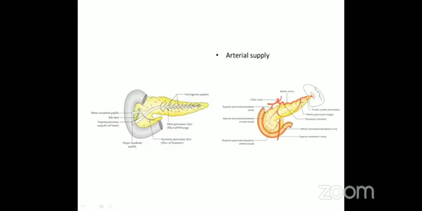Inside, the ducts are there because it is an exocrine organ. The secretions will be carried by the main pancreatic duct, which is joined by the bile duct, already we have seen, and the minor pancreatic duct. So this typical arrangement is called the herringbone pattern.